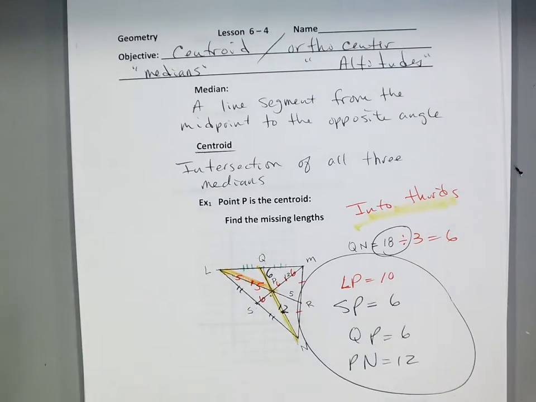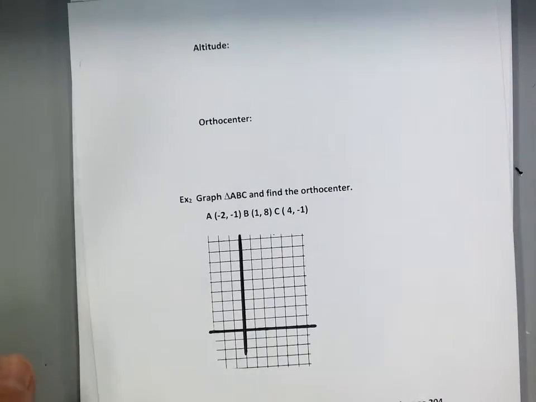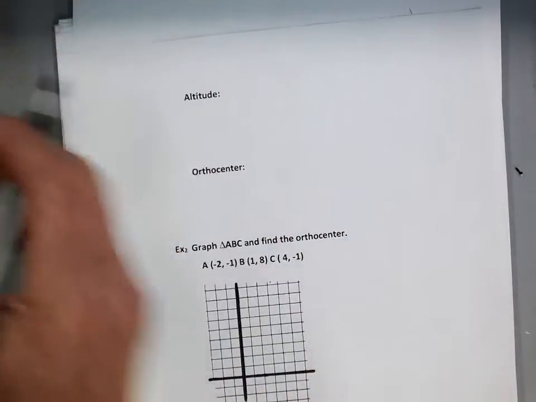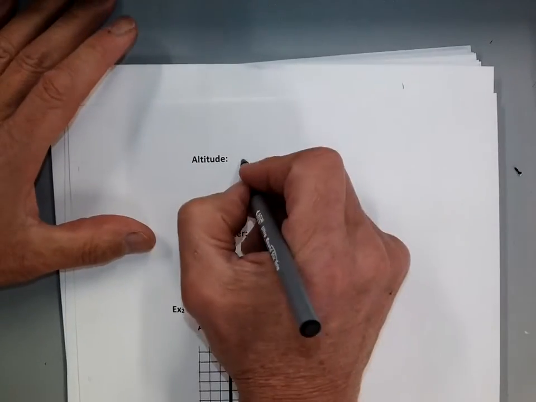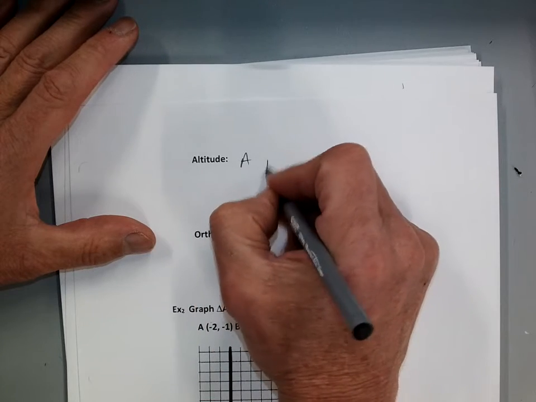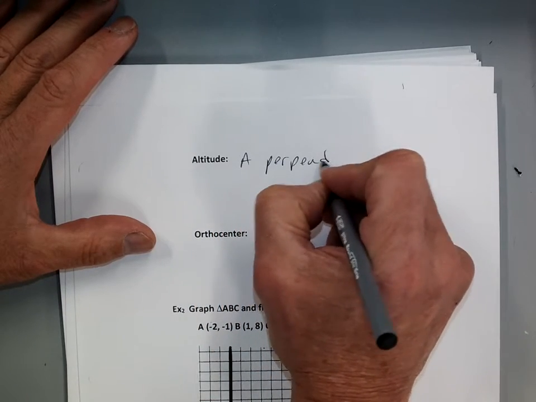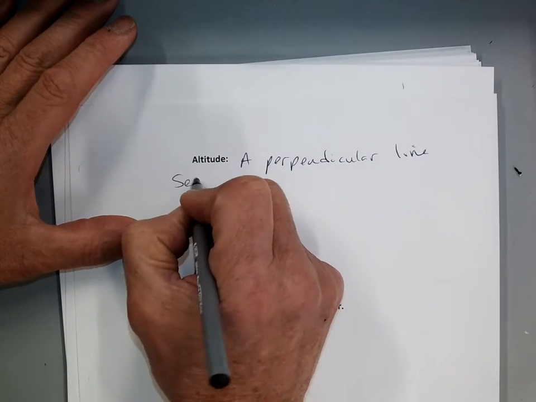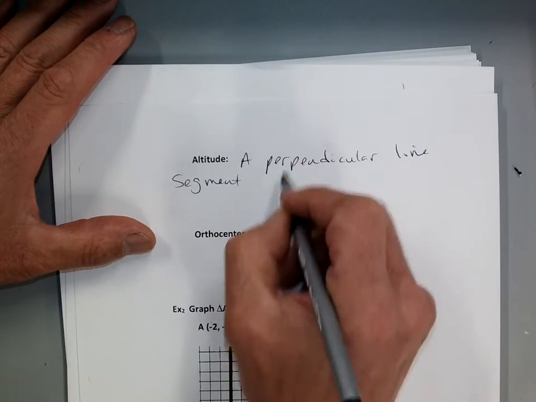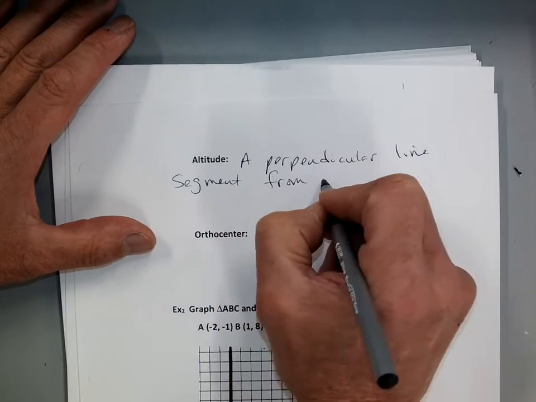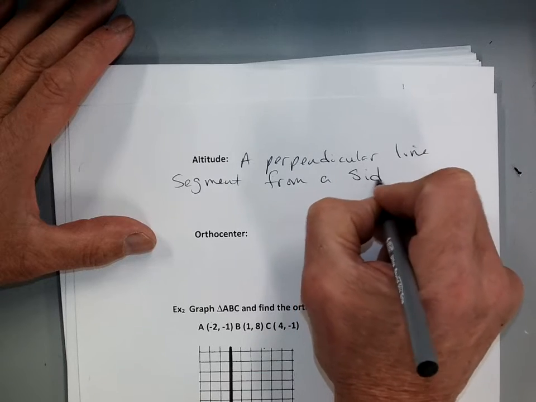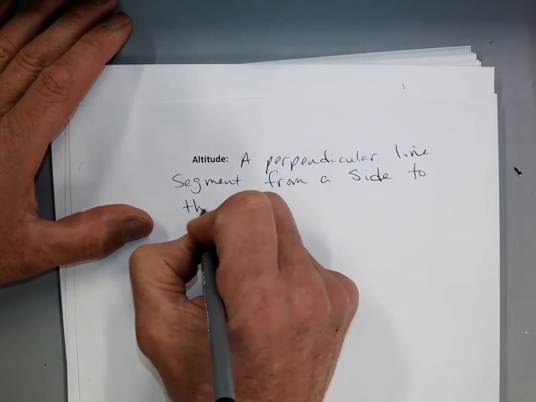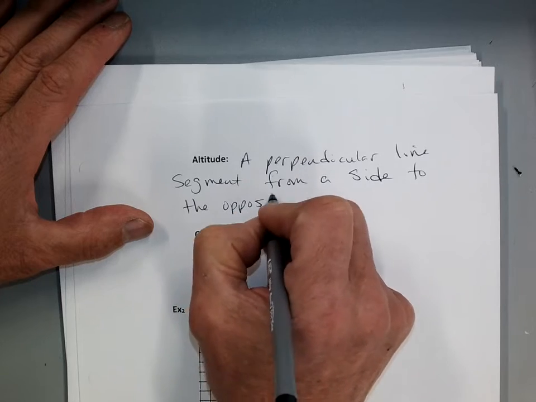Okay? Turn the page. The Orthocenter. Okay, so now what we learned about the Orthocenter had to do with the altitudes. And the altitude is simply a perpendicular line segment from a side to the opposite angle.